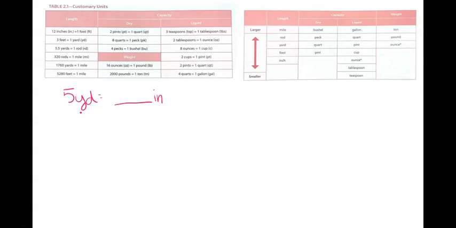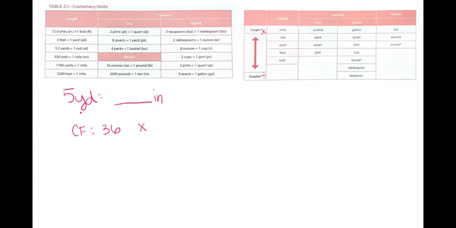Because there's 12 inches in 1 foot and 3 feet in 1 yard, we would multiply 3 times 12 to get 36. So our conversion factor is 36 because there are 36 inches in 1 yard. But now we need to determine if we're going to multiply or divide. Because we're moving from a larger unit down to a smaller unit, we are going to multiply. You can see that from the chart. So when we go from larger to smaller, we multiply. We go from smaller to larger, we divide.